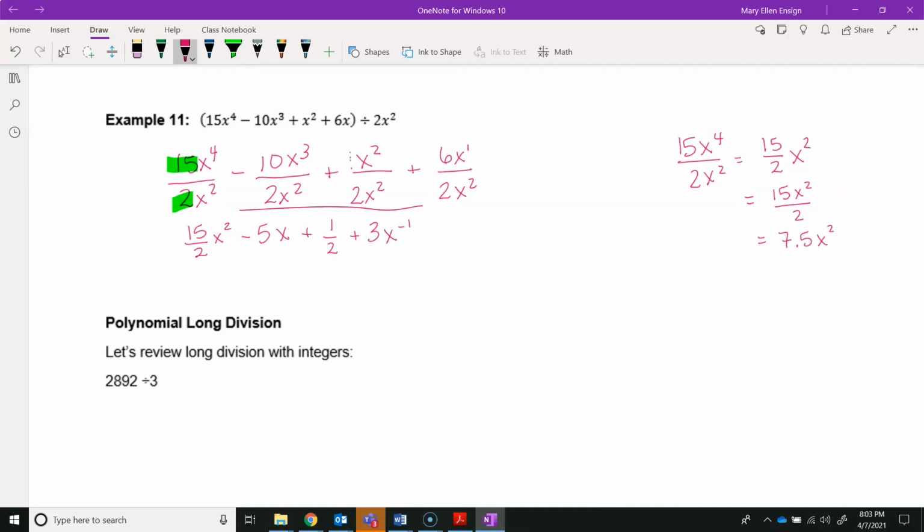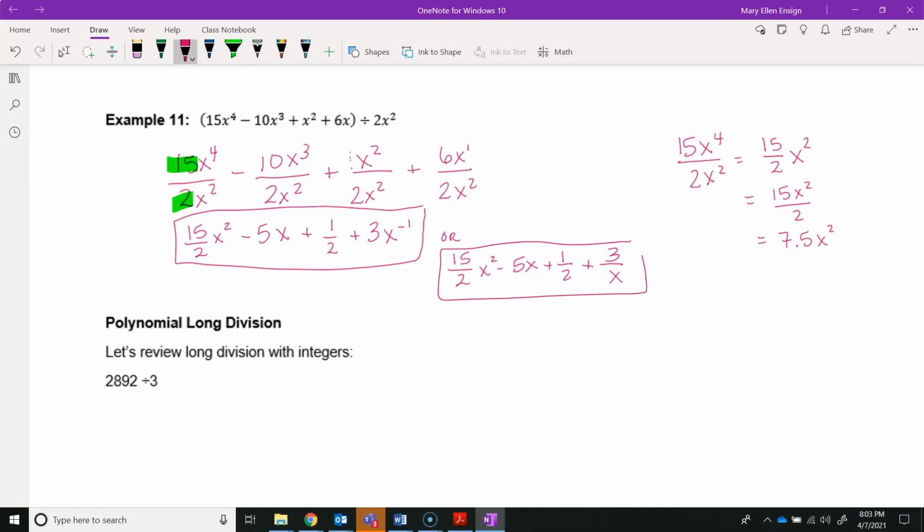So I can leave this as my answer, or I can go ahead and rewrite that last term knowing what we found out in chapter 7 about negative exponents. I can write it as 3 over x to the first. Either of those is fine. And as we're looking at this, there are no like terms here that I can combine. X to the first and x to the negative first are very different, and it's in standard form. If I look at the exponents, I have x to the second, x to the first, x to the 0, x to the negative 1. They do go down in order.